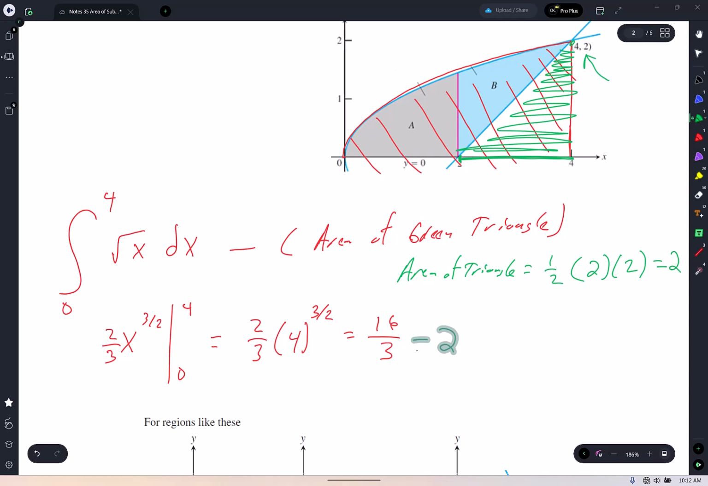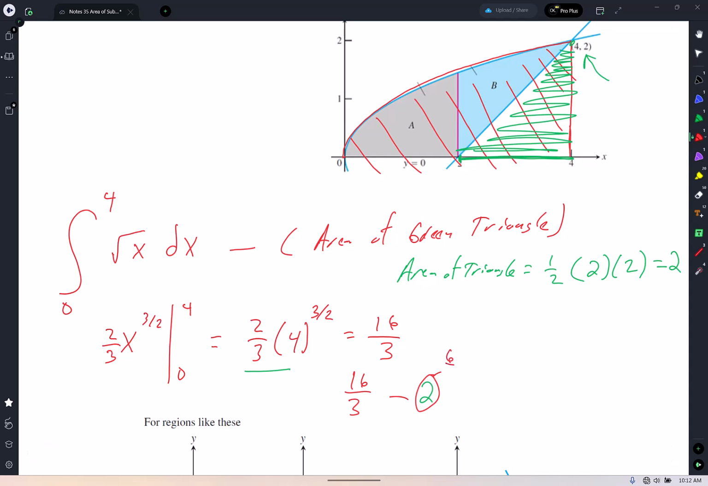Oh, I don't want to make a linkage error. I was about to put -2 there. That's something that you guys do often. You just go -2. Guys, start a new line, because this equals 16 over 3. So here it is, new line. 16 over 3 minus the green stuff, 2. All right, well, this 2 is just 6 over 3. Look at that, we get the same answer.